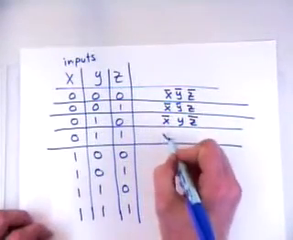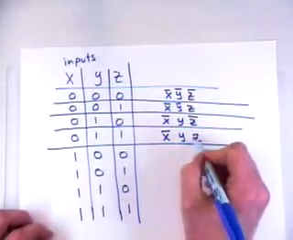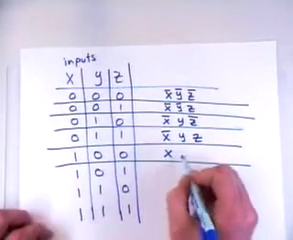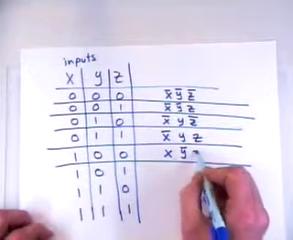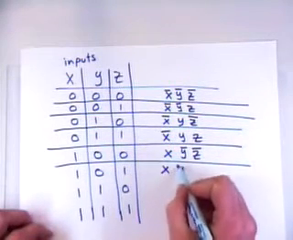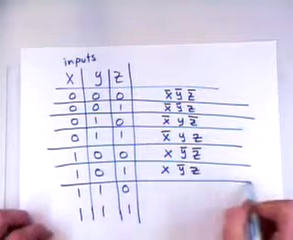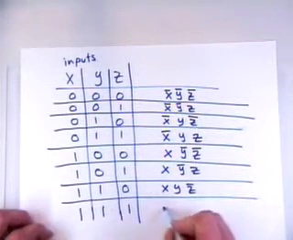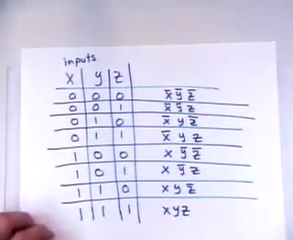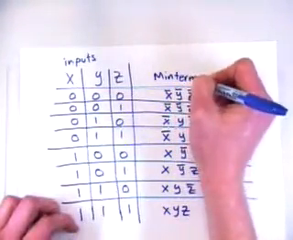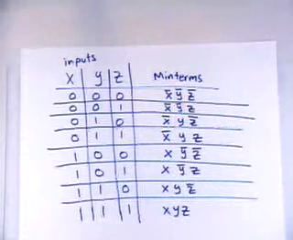I think you might be getting the hang of it, so I'll do a few by myself. What's the fifth one? X, not Y, not Z. The next one is X, not Y, Z. The next one is X, Y, not Z. And the last one is X, Y, Z. So those are all eight of our minterms.